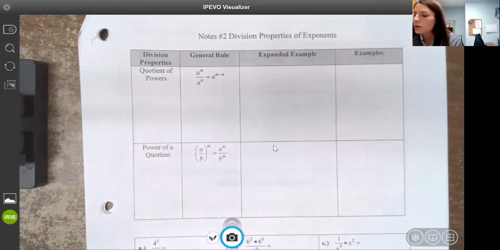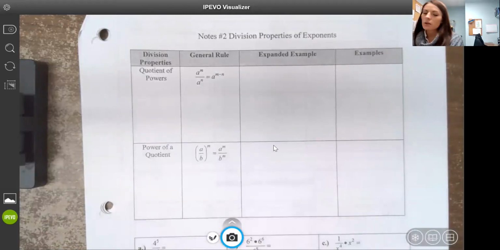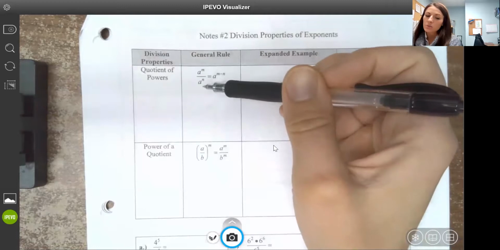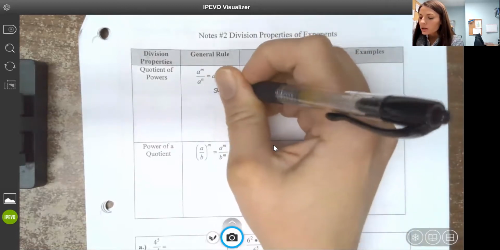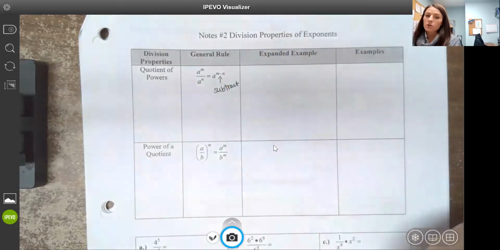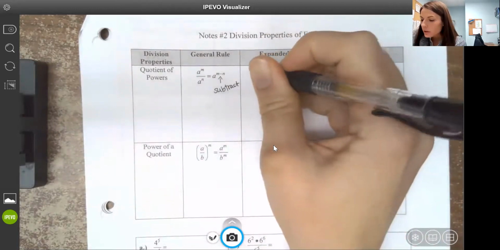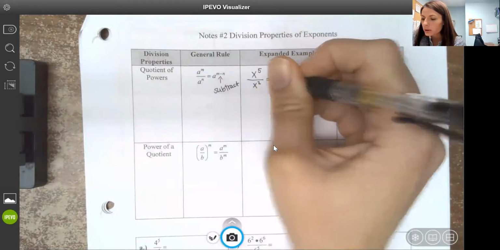Today we're going to talk about the division properties when we're looking at our powers. So when we have powers that have the same base, we want to subtract our exponents. This is a new property adding on to the multiplication properties that we discussed yesterday. So let's look at why this is. Let's expand an example.